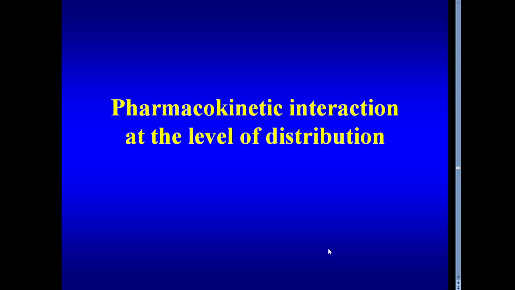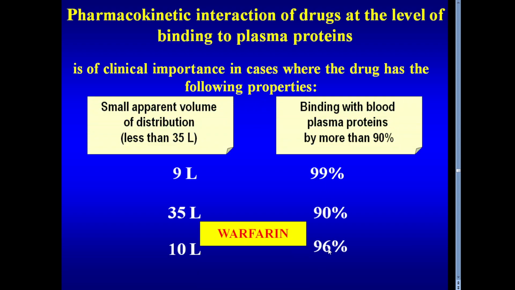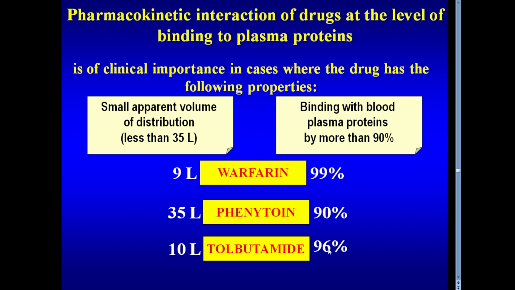Continue with pharmacokinetic interaction at the level of distribution. This interaction is of clinical importance in cases where the drug has the following properties: small apparent volume of distribution, less than 35, and high affinity to plasma proteins, so the bound fraction of this drug is more than 90%. For those drugs, this is very important.